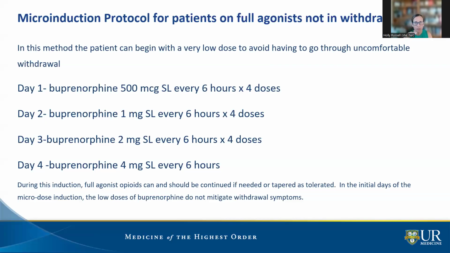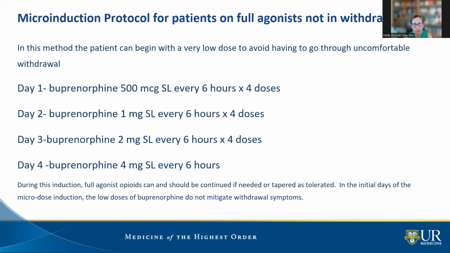So the important piece of this is while patients are building up the dose of the buprenorphine, they're still using their full agonist opioids. So if they were using fentanyl or heroin, they're still using that. If you were prescribing them something for pain, they're still using that, etc. So this is one very basic protocol.